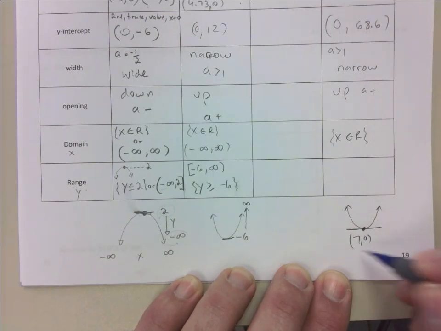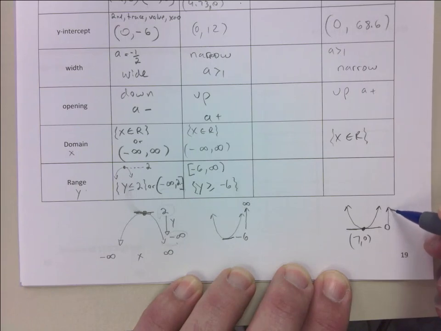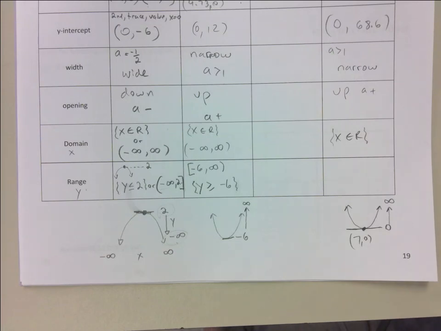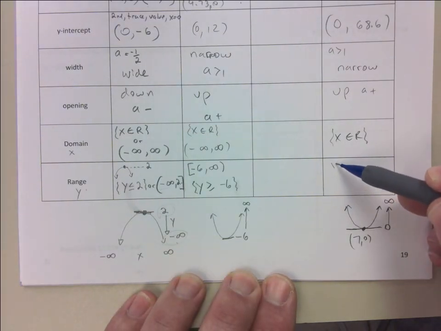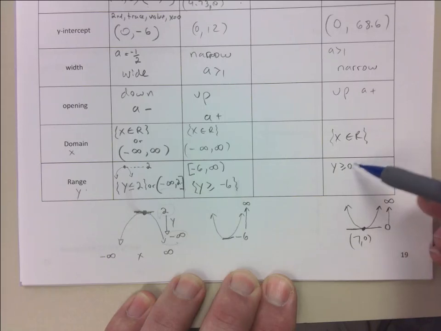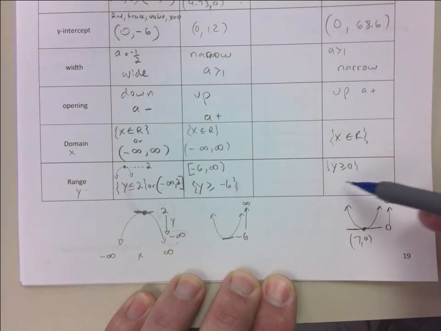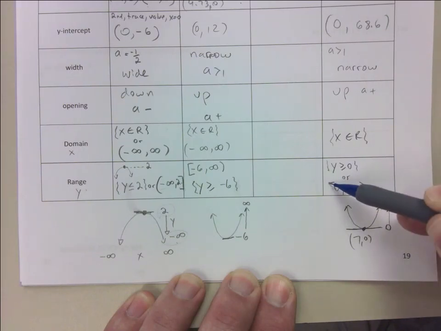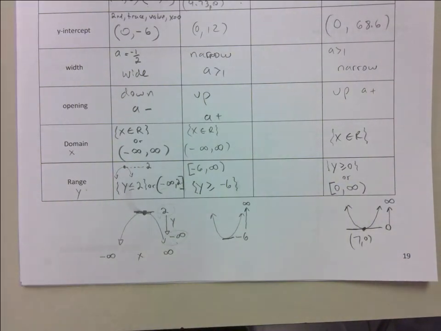It's 7, 0, right? So 0 is the lowest this ever gets to, and then it goes up from there. Okay, so we will go either y is greater than or equal to 0, or you go from 0 to positive infinity. Okay, so that's also part of it.